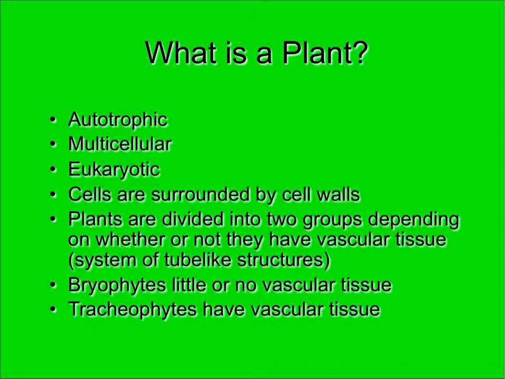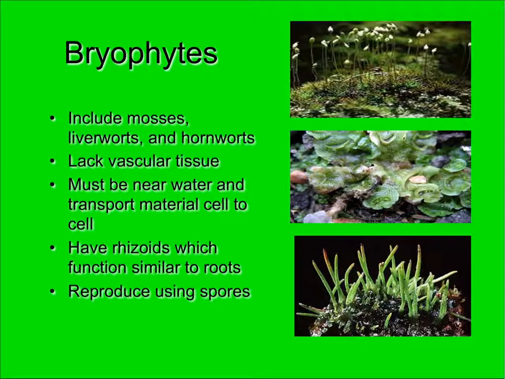Tracheophytes do have vascular tissue, and bryophytes do not. Okay, the type of bryophyte that you probably have seen is probably a moss. You've probably seen the moss, which is the first picture up here somewhere, especially if you've ever gone near a canal or if you go in the woods or whatever. You've seen some of these things.